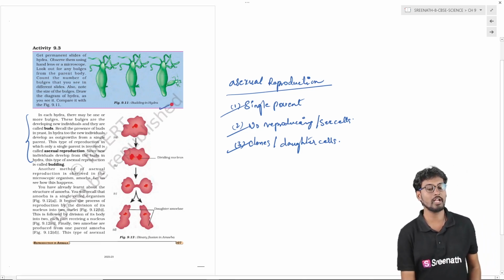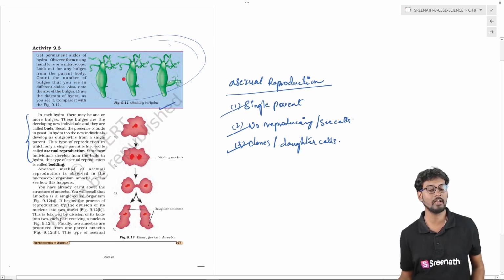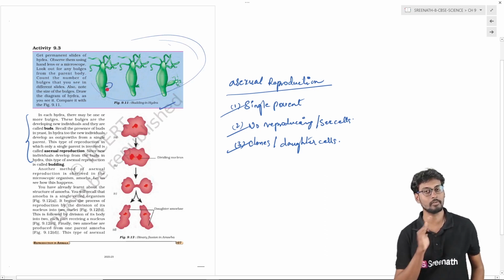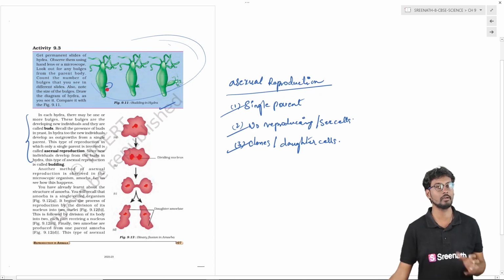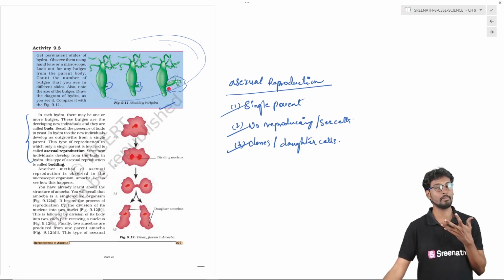So in case of Hydra, we can see this is nothing but budding, which is a process where we can see the formation of a single small bud from the parent. After the formation, that bud will undergo maturation, and finally there is a complete development of a proper mature Hydra from the budding taking place in the Hydra.